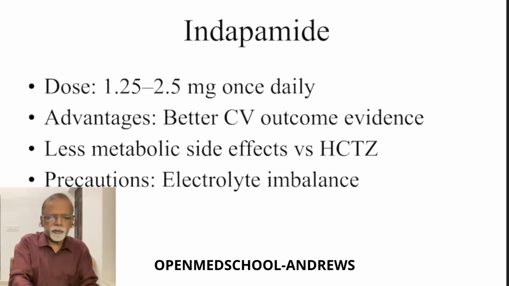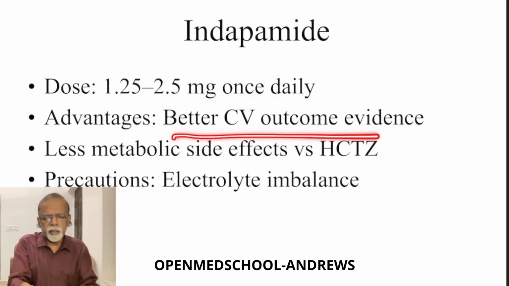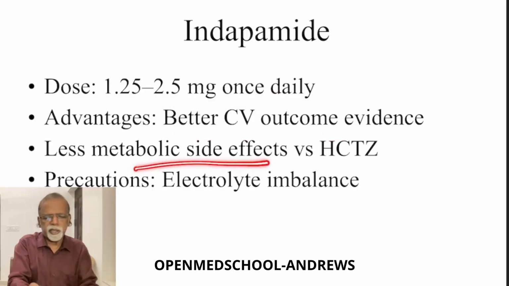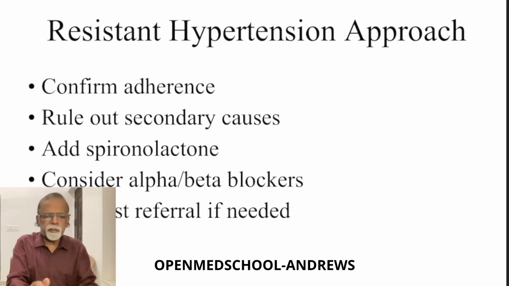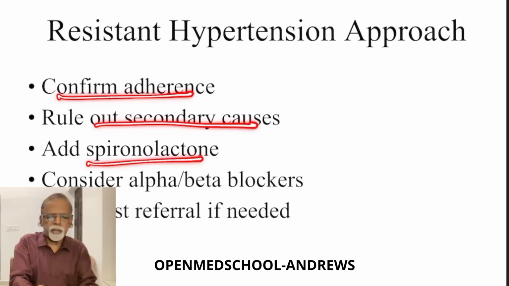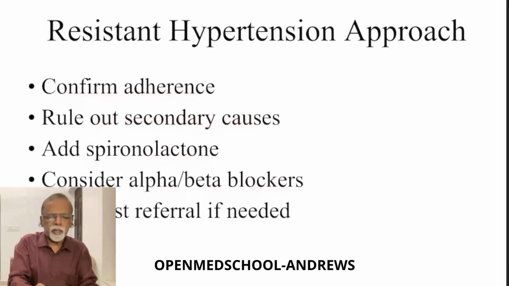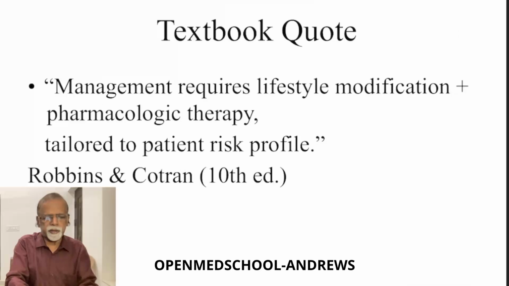Indapamide 1.25 to 2.5 milligrams once daily is another drug. It has better cardiovascular outcome and fewer metabolic side effects compared to hydrochlorothiazide. Electrolyte imbalance can occur, of course. For resistant hypertension, confirm adherence, rule out secondary causes, add spironolactone, consider alpha beta blockers, and specialist referral. I will be discussing resistant hypertension in another session.